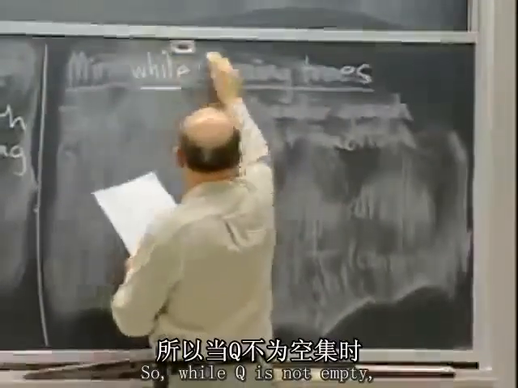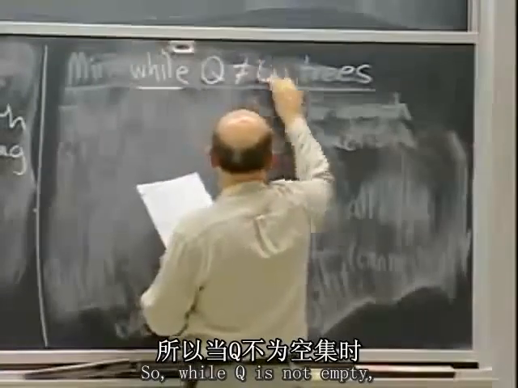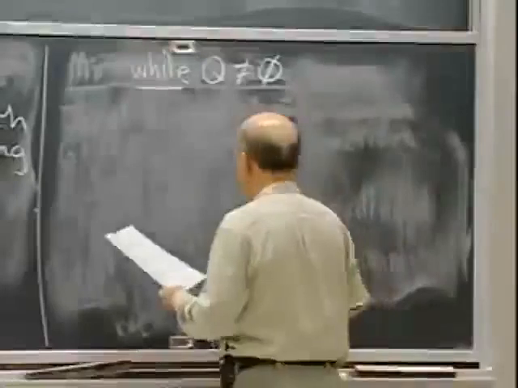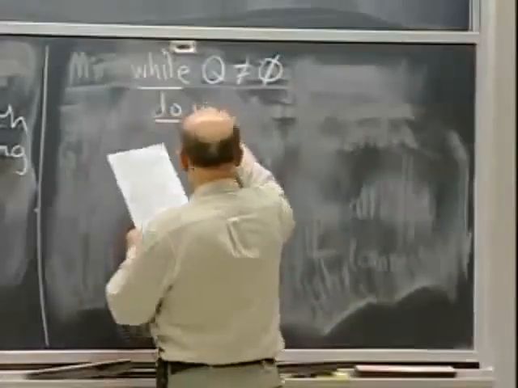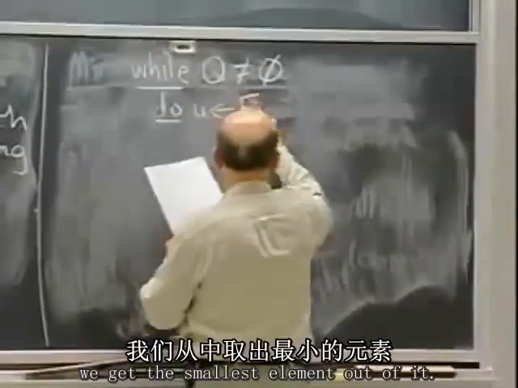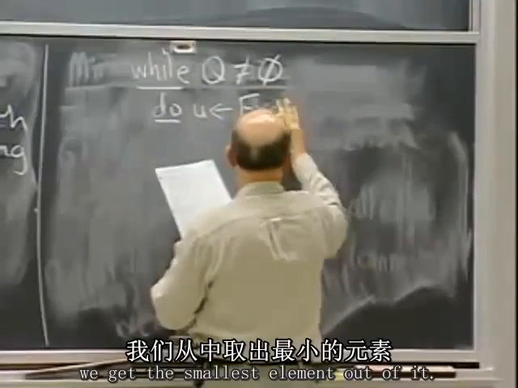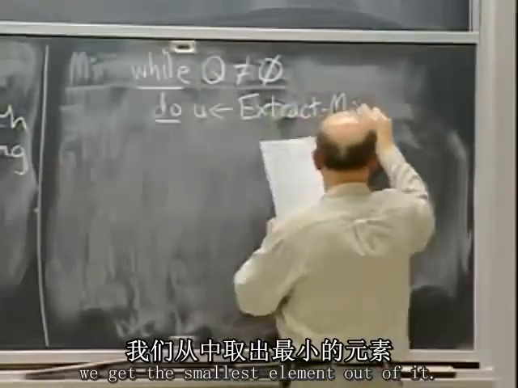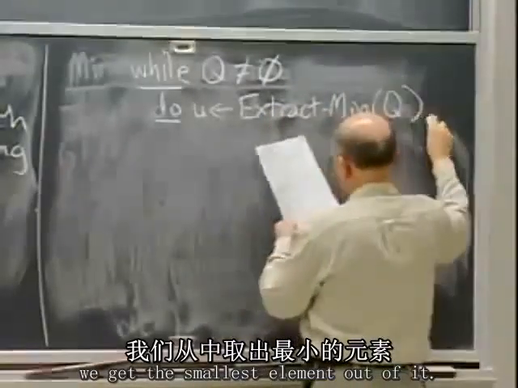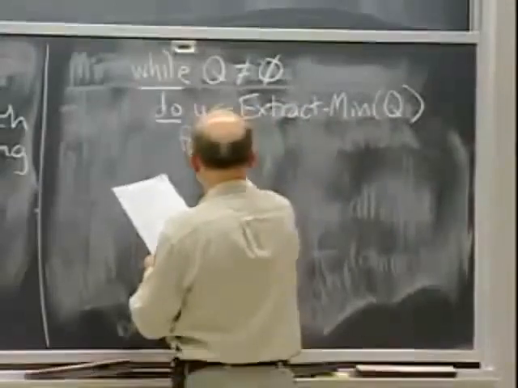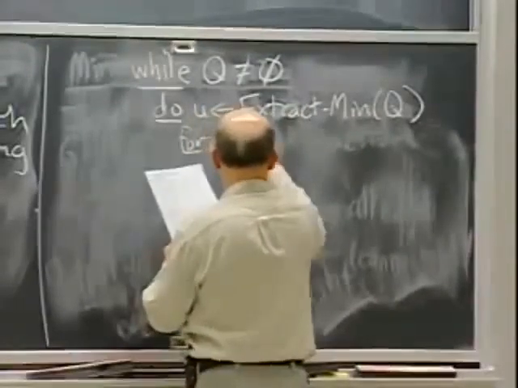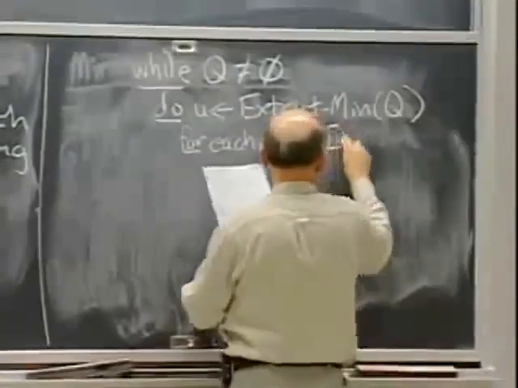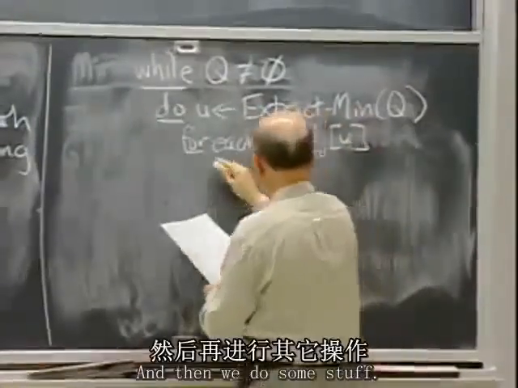So while Q is not empty, we get the smallest element out of it. And then we do some stuff.